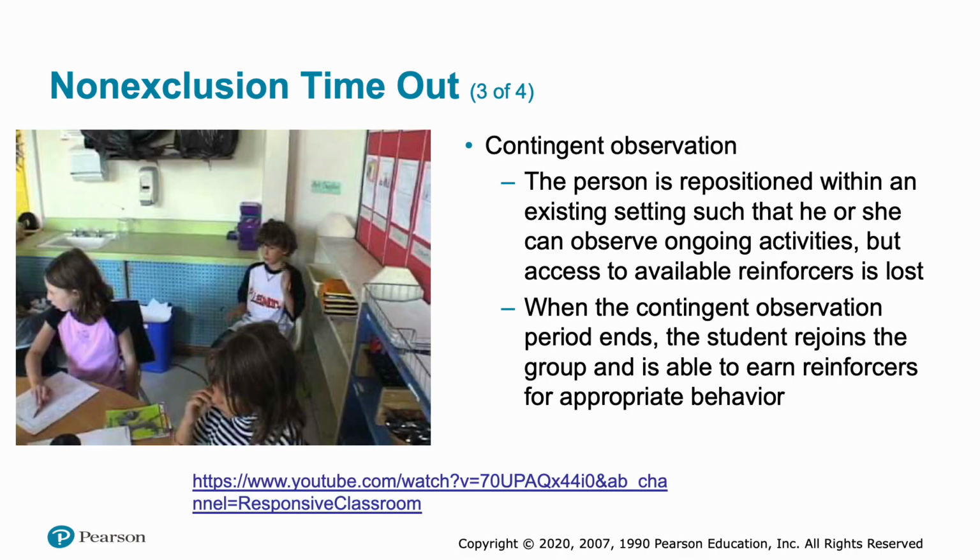Okay, now let's discuss another non-exclusionary timeout procedure. This is called contingent observation. Again, the definition is basically in the name. It's contingent on the problem behavior. The individual is made to just observe the other people engaging in the reinforcing activities. So the person engages in problem behavior and they are asked to sit away, or they are moved from the area such that they're still able to observe the activities that the other individuals are engaging in, but they themselves cannot access those reinforcing activities or participate in the activities that everyone else is participating in.